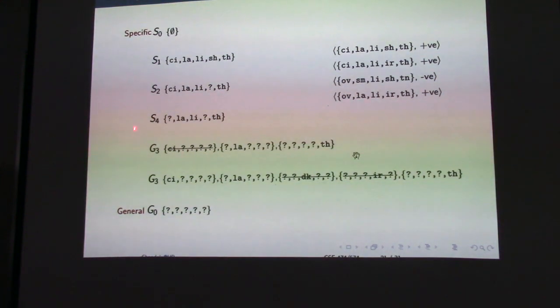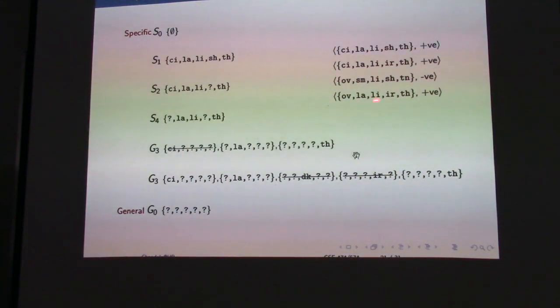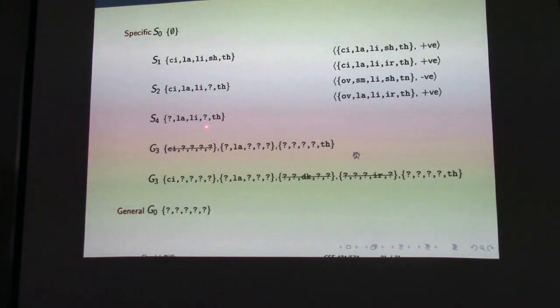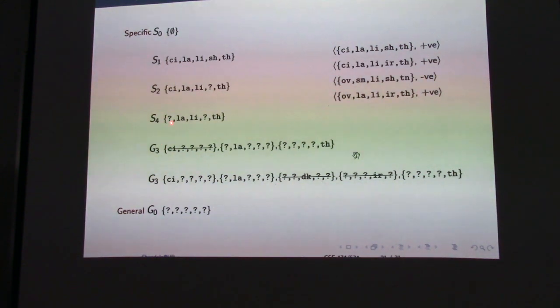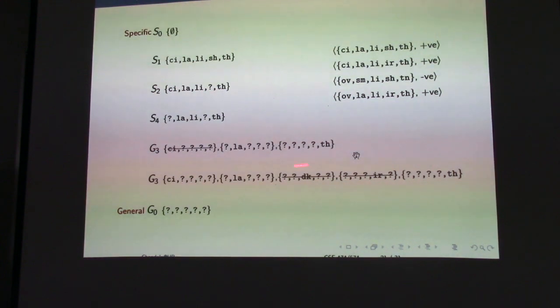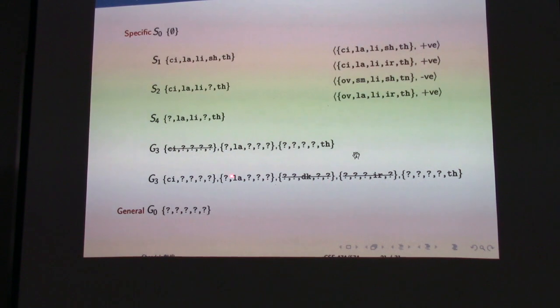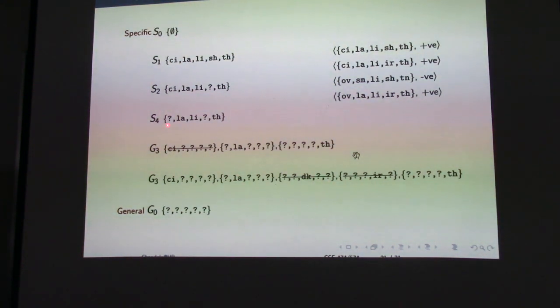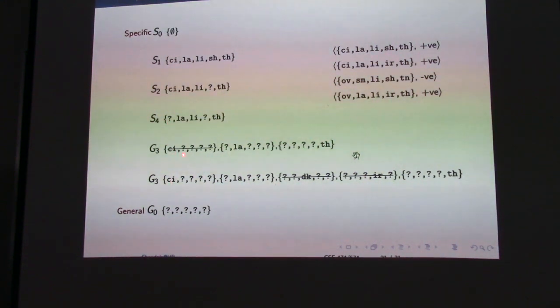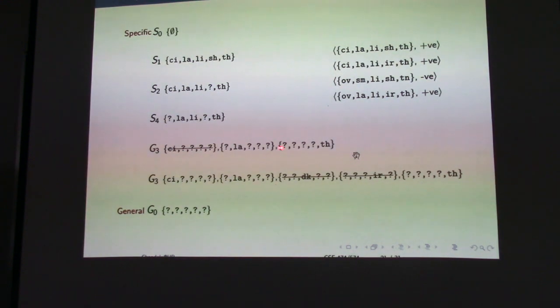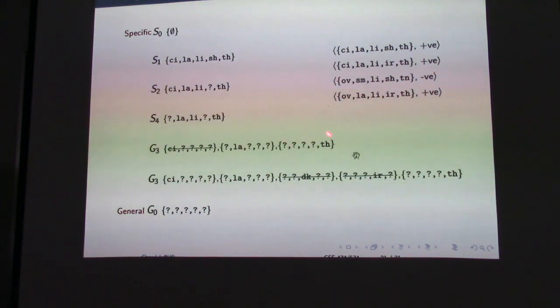So when we get the positive example, we should update the specific bound, and then we also need to revise the general bound, because here, for example, there's a question mark. However, you have a CI here, so it should not be in the version space. So you finally can get this in the version space.